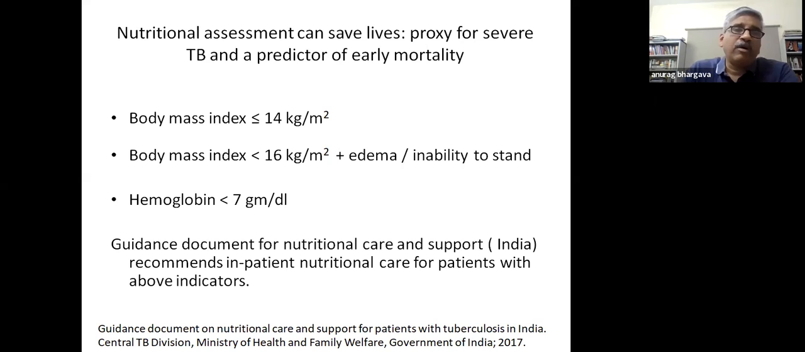There is one other thing of utility when you assess the nutritional status. It can serve as a good proxy for severe TB, because nutritional status in pulmonary tuberculosis is closely related to severity, and can predict mortality. So in the guidance document for nutritional care and support in India, we have recommended these indications for referral and possible inpatient care for patients with tuberculosis.